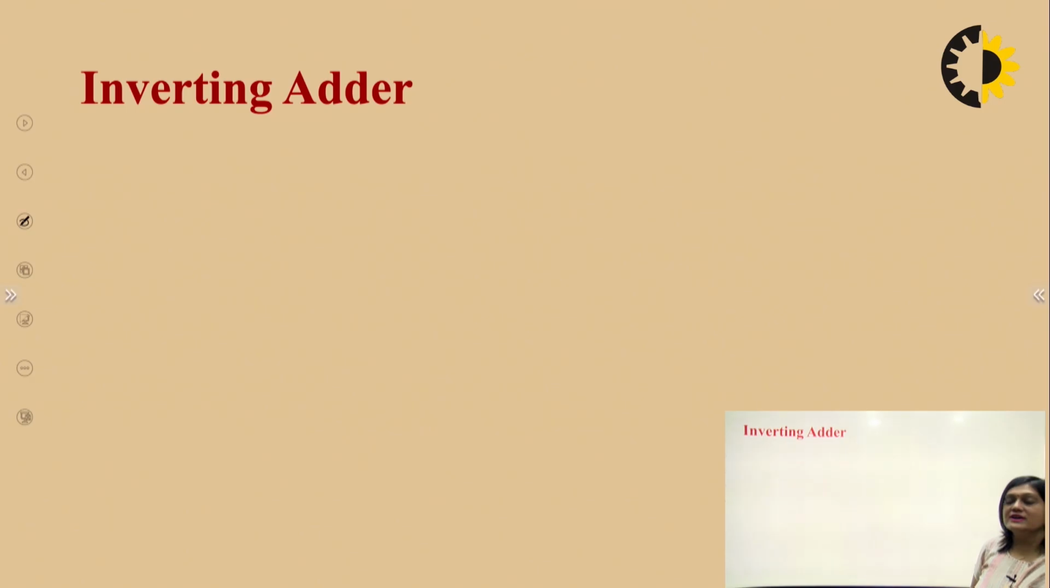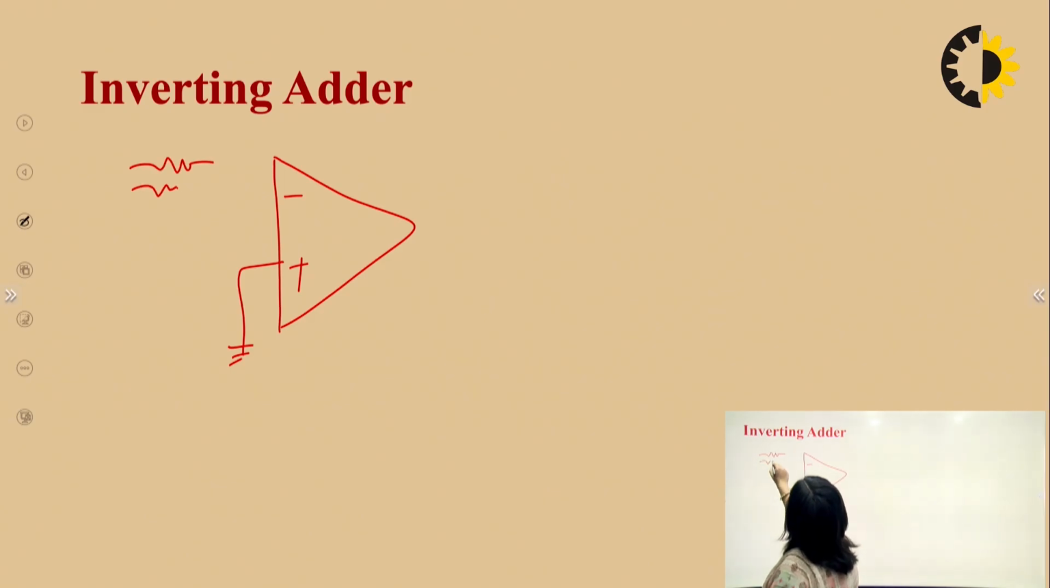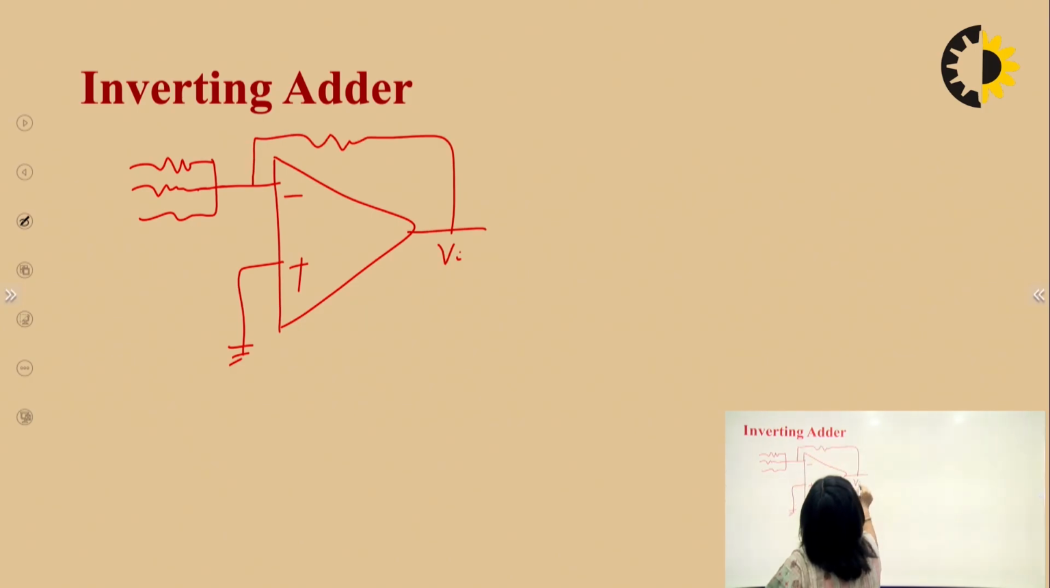Next is the inverting adder. An inverting adder adds two or three different input voltage signals. Inverting adder means the adder is applied at the inverting terminal. The plus terminal is grounded, and all the input voltages are given to the inverting terminal, like in this way. This is V1, V2 and V3. This is R, this is R, this is R, this is RF.